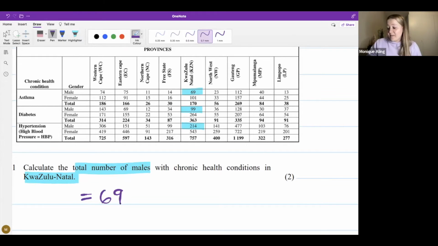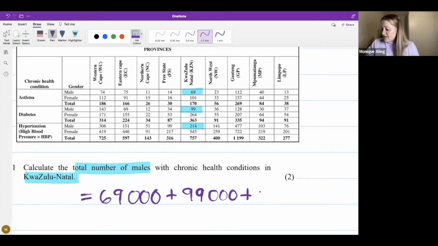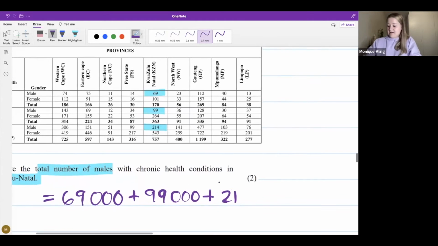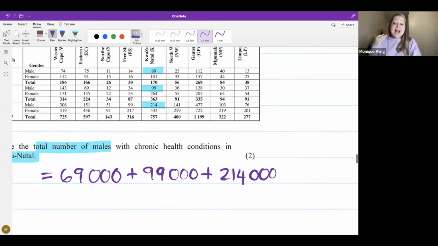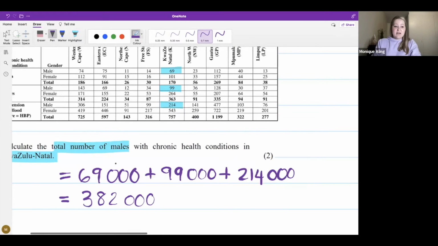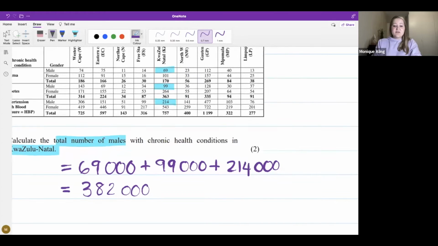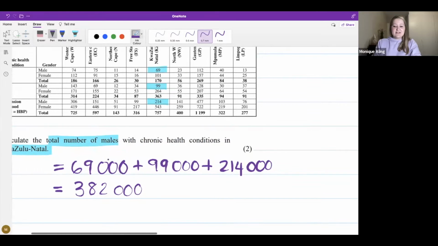So 69, remember it's written in thousands, 69,000 plus 99,000 plus your 214,000. So we're just adding 3 zeros on to every number that you see here. So that means there is a total of 382,000 males that suffer from these chronic conditions.